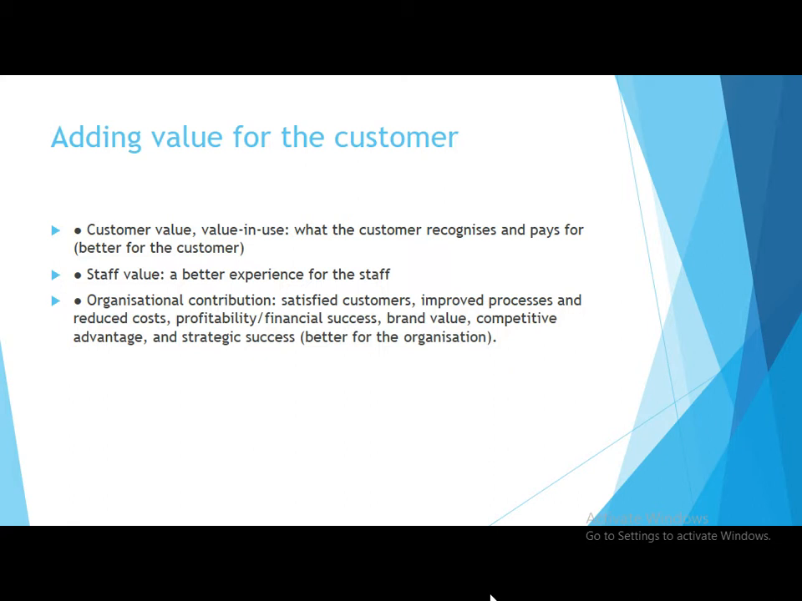The main types of value that we introduced in the first chapter were the customer value, that is value in use, what the customer recognizes and pays for. Next was the staff value, a better experience for the staff. And the third one was the organizational contribution, that includes satisfied customers, improved processes, and reduced cost, profitability and financial success, brand value, competitive advantage, and strategic success, that is, what is better for the organization.